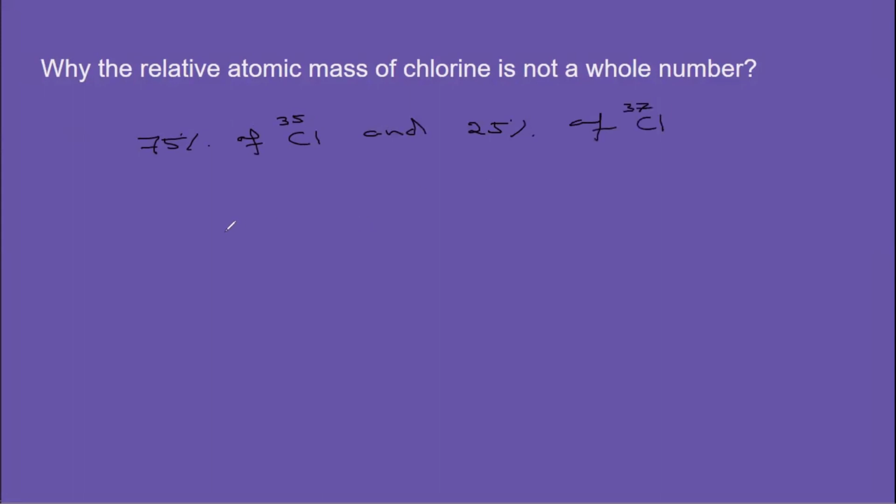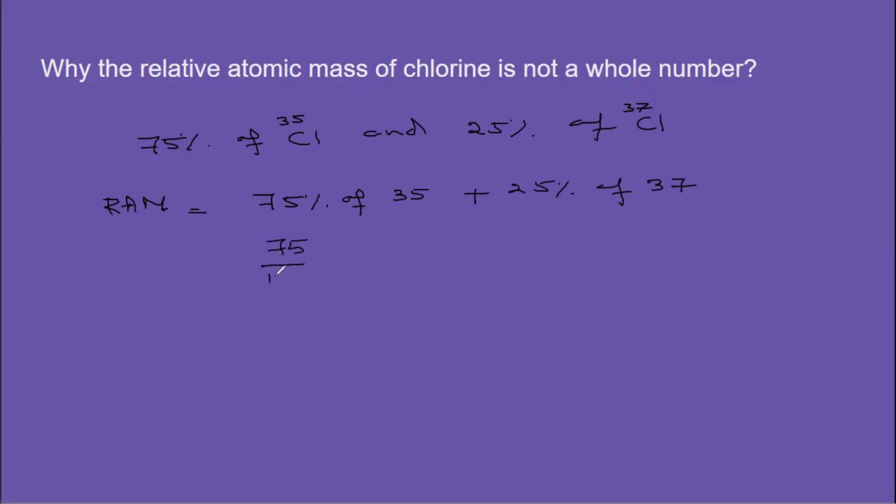So in the calculation of isotopes, you have to calculate the relative atomic mass. You do not need the atomic number. Just forget about the atomic number. So how can we calculate the relative atomic mass? We will do it this way: 75% of chlorine particles have atomic mass 35 plus 25% of chlorine particles have atomic mass 37.